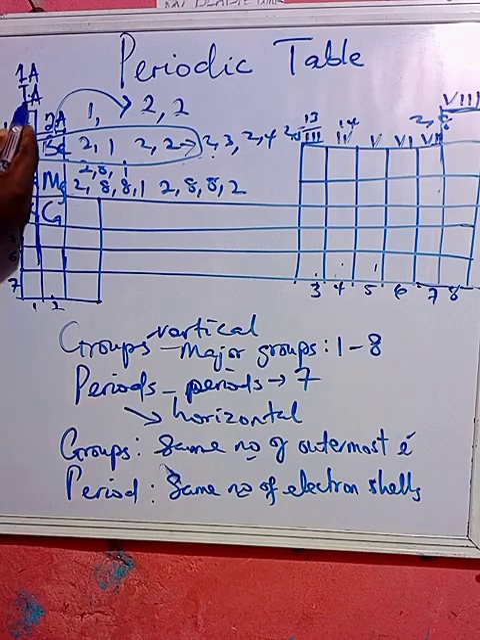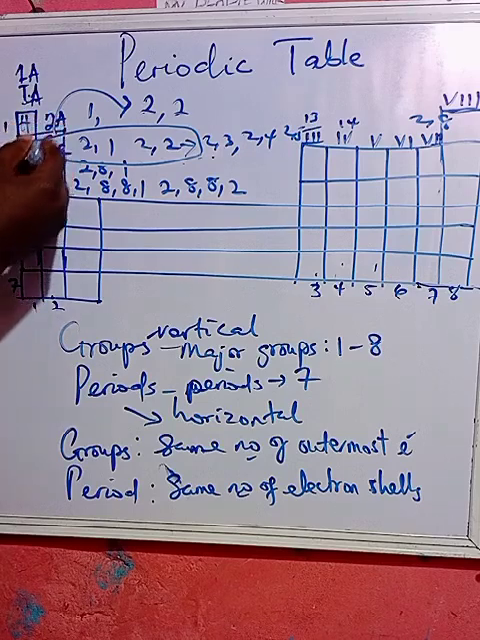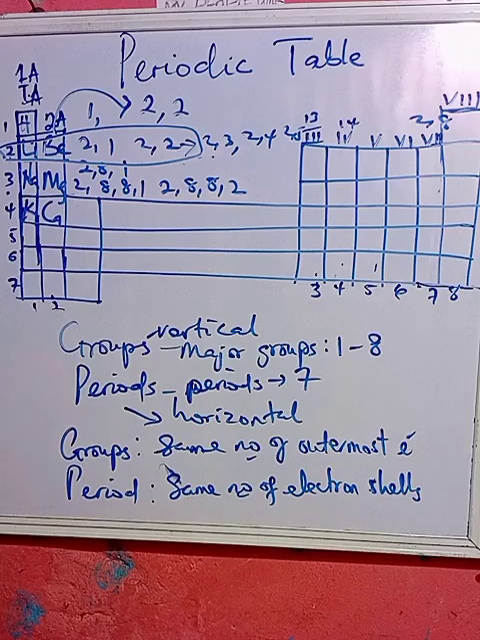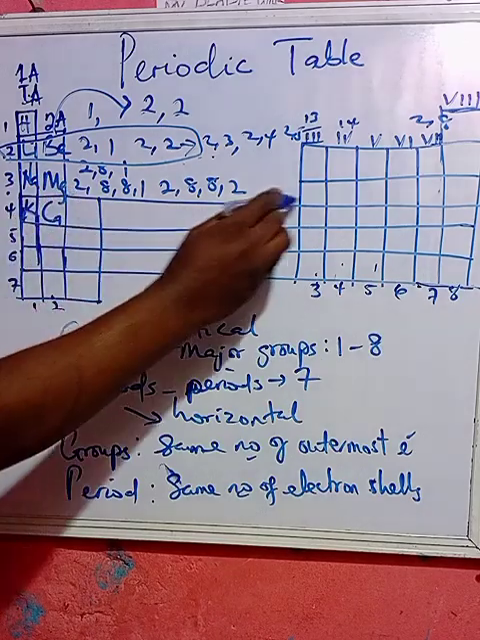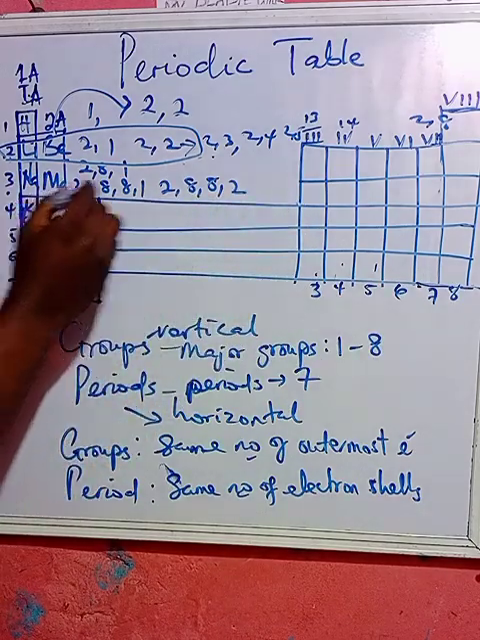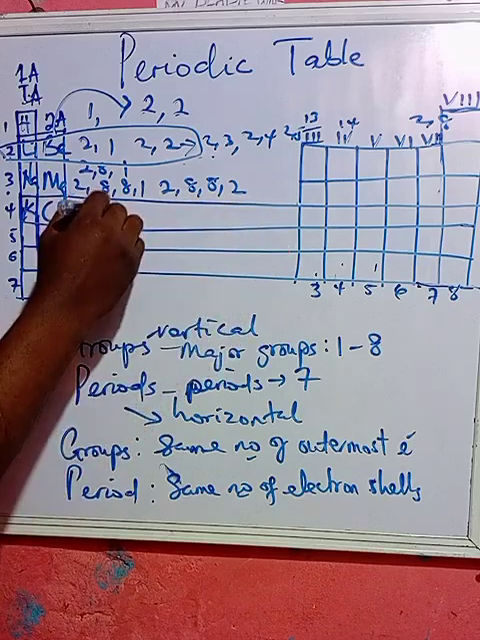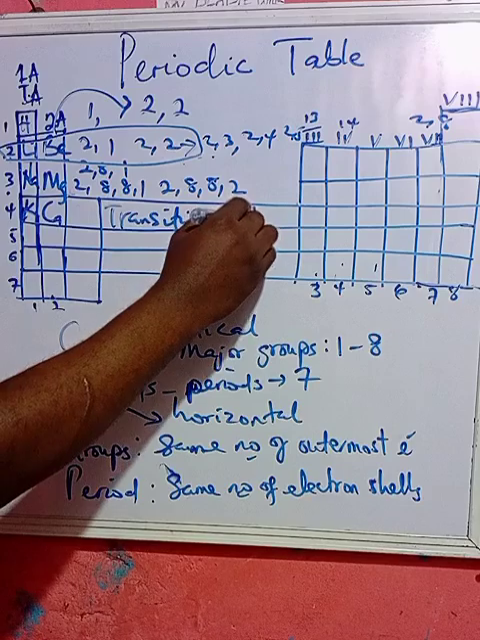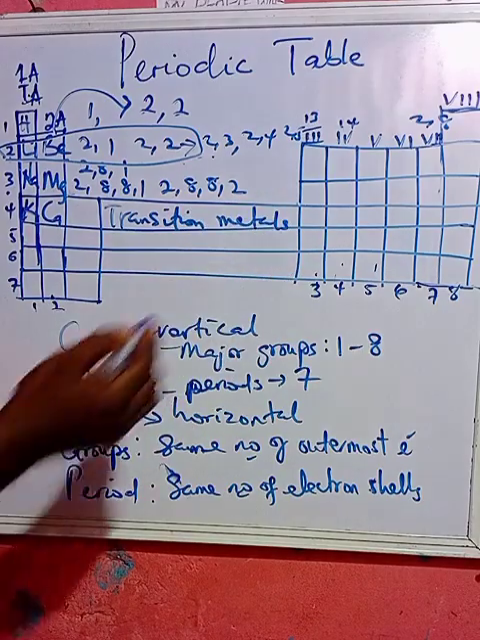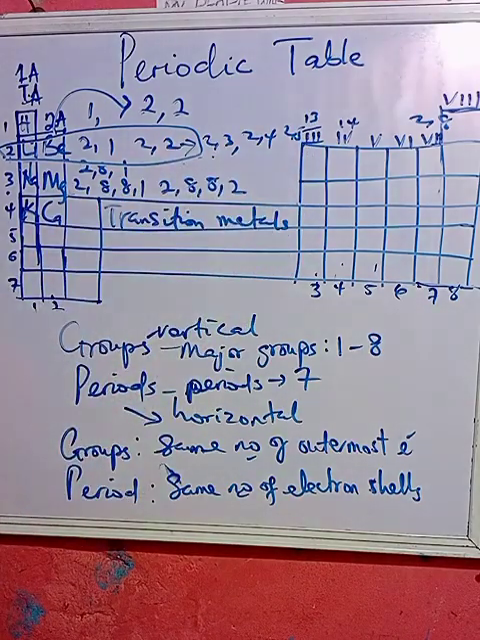Group 1 elements are also known as alkali metals because they are very reactive. They react with oxygen to form basic oxides or alkali. Between group 2 and group 3, from here to here, we have the transition metals. Group 3 we also call the boron family.